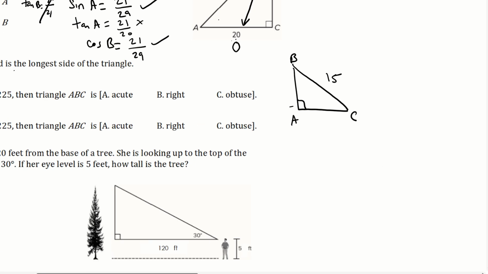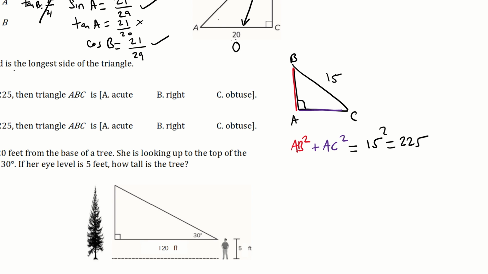Now we can use the Pythagorean theorem here. Remember, it's A squared plus B squared equals C squared, right? So AB squared plus AC squared is equal to C squared, the BC squared. Now BC squared is 15 squared, so I'm going to use that, okay? And 15 times 15 is 225.